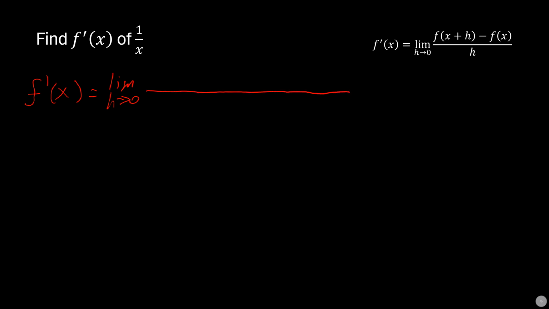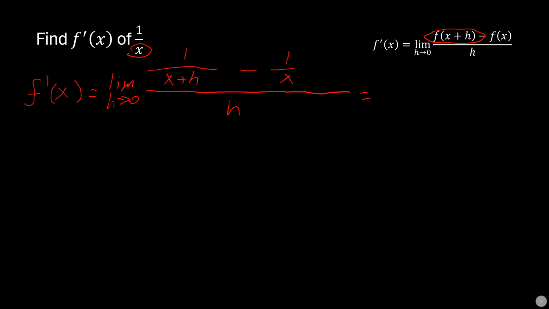When you get to here, you have to think, what am I doing for this first step? F of x plus h. Essentially, we're substituting this x plus h into wherever x is in our function. So this would be 1 over x plus h. Now we're subtracting the original function, so just 1 over x. Then we're also going to be dividing everything by h.